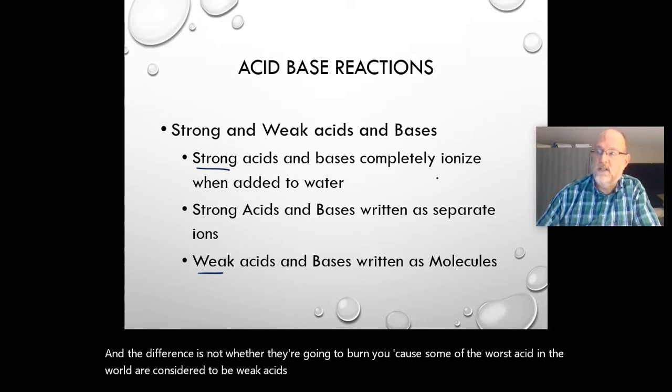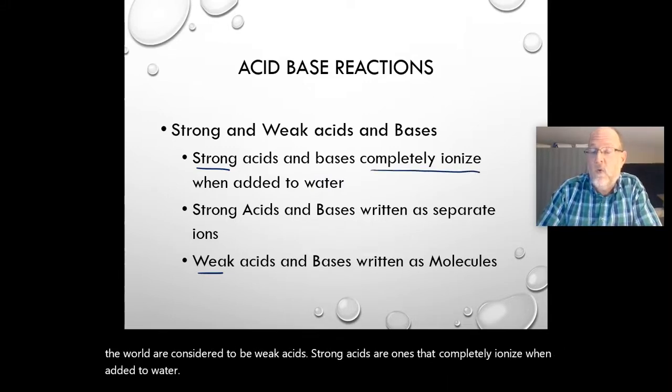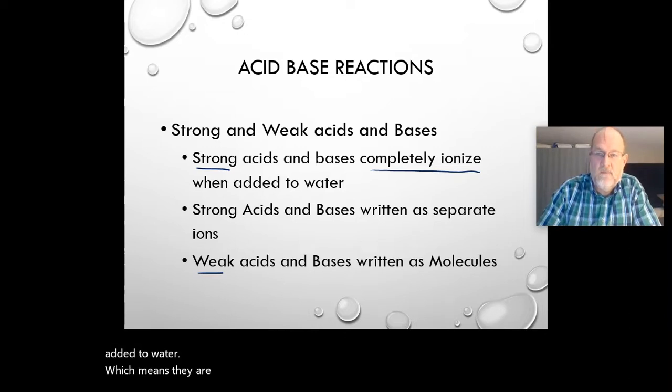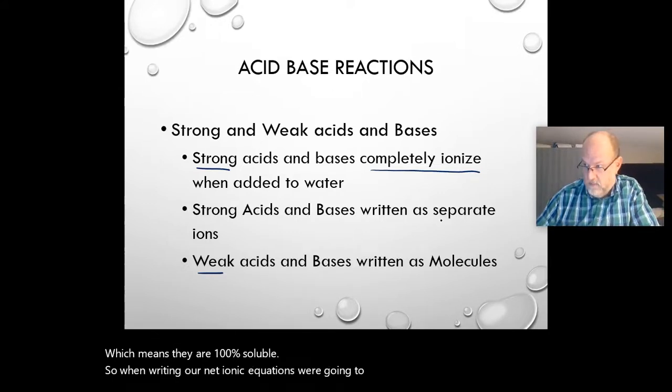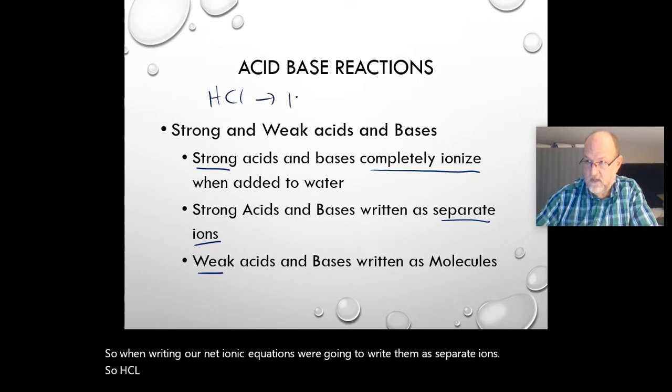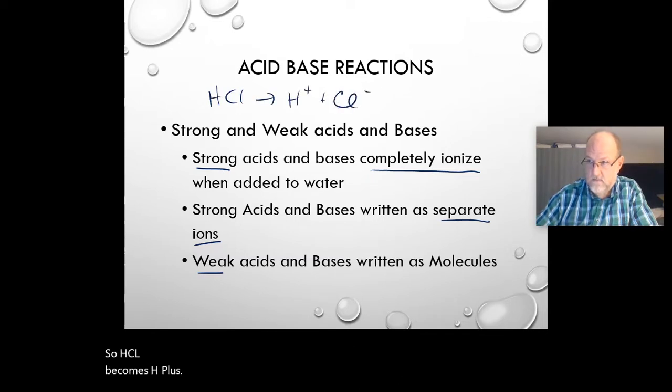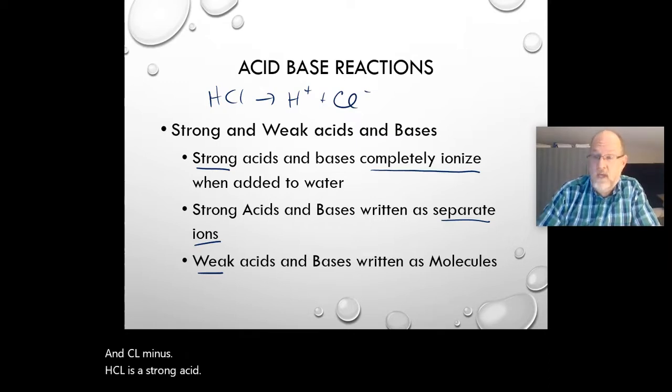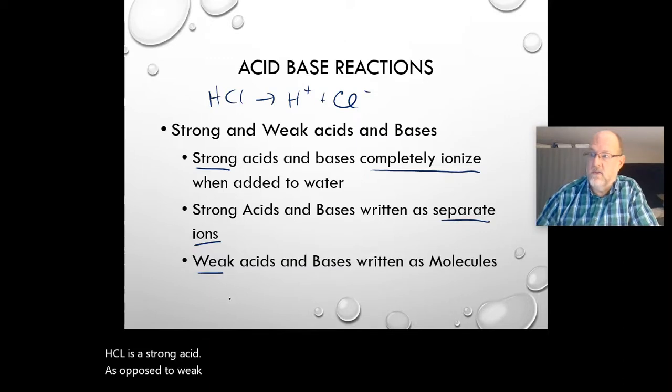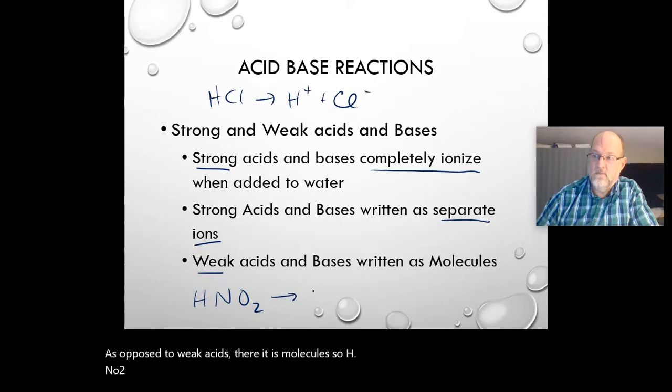Strong acids are ones that completely ionize when added to water, which means they are 100% soluble. So when writing our net ionic equations, we're going to write them as separate ions. So HCl becomes H plus and Cl minus. HCl is a strong acid. As opposed to weak acids, they're written as molecules. HNO2 is weak, just written as HNO2.